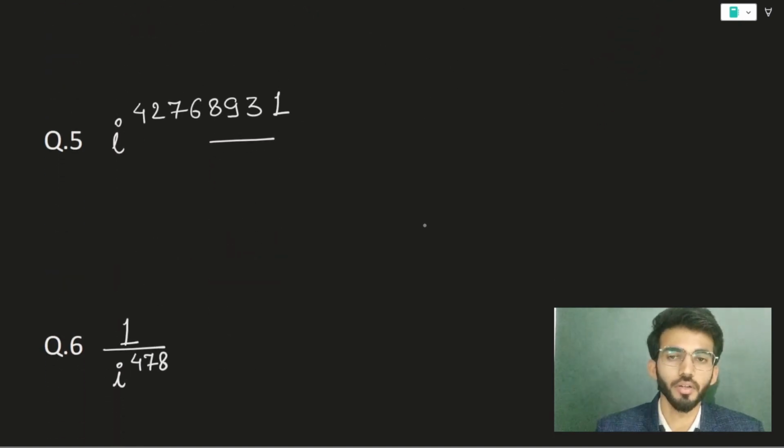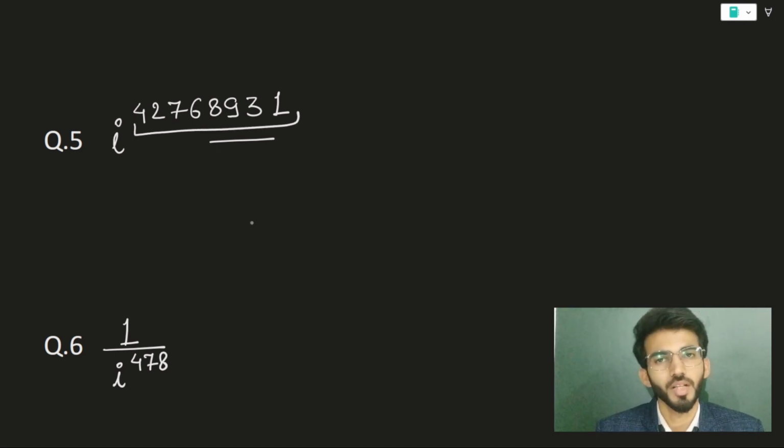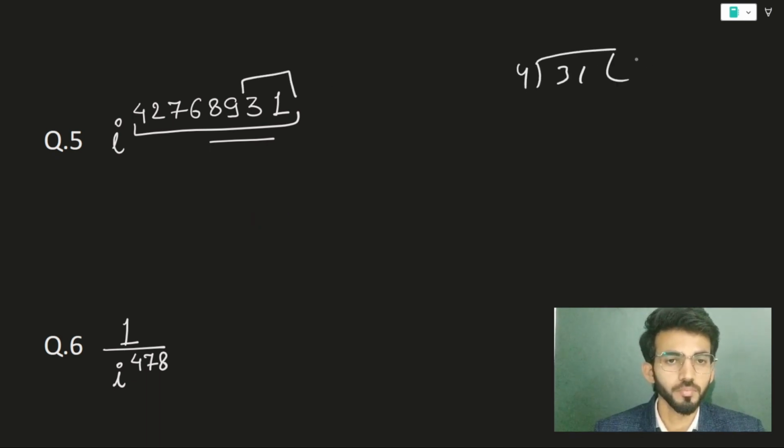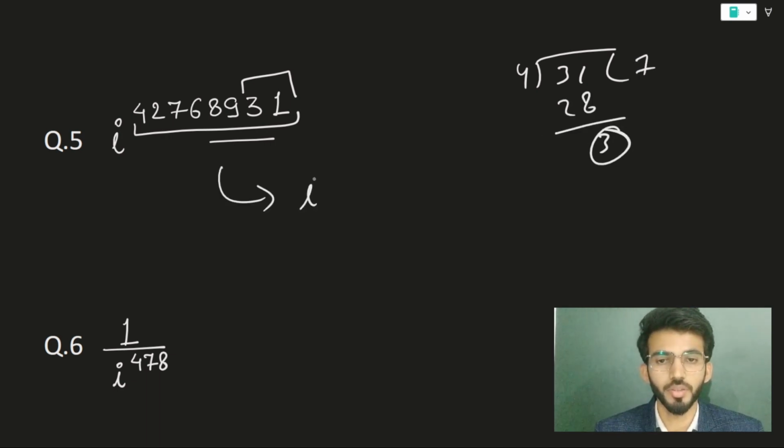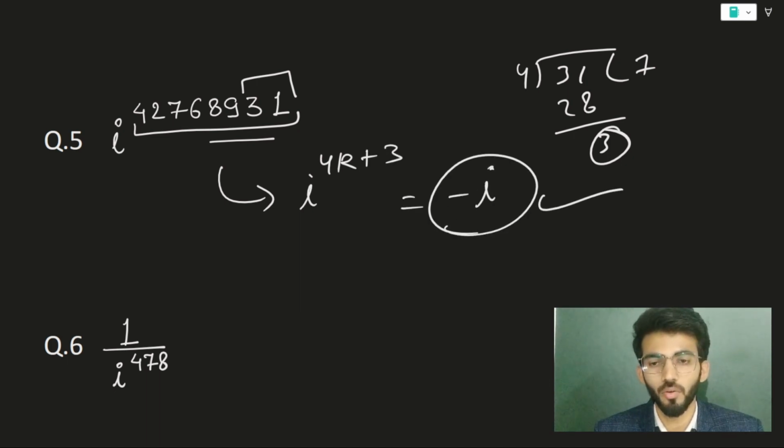Next question, question number 5. Sir, this is a very huge number. How can we solve it? Again, the same simple process. You just have to take the last two digits and divide by 4. Hence the remainder is 3. So it can be represented in the form of 4k plus 3, that is minus i. Simple.